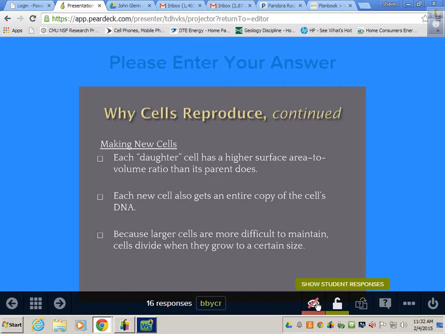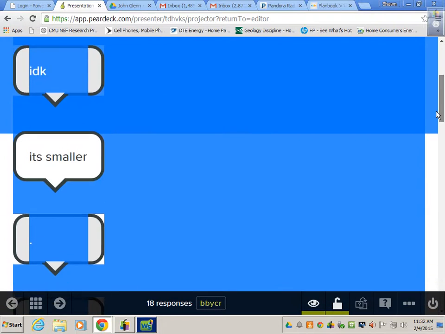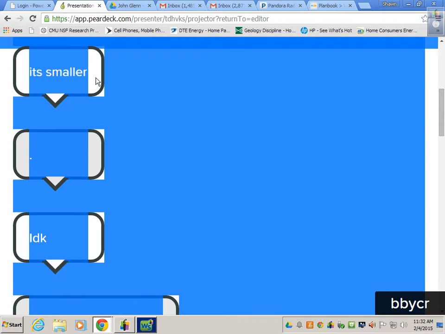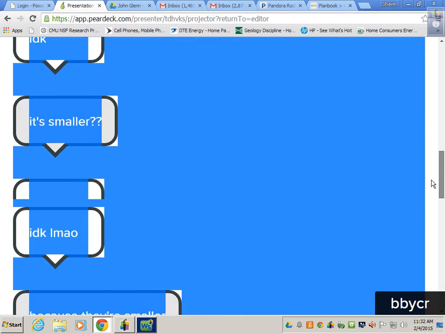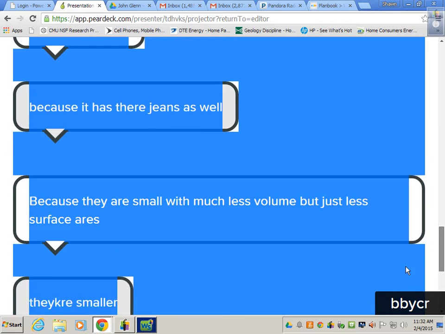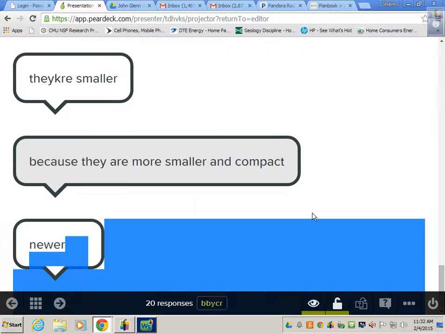Oh, you guys aren't participating like you should be. Smaller, right there. Ding, ding, ding. They're actually half as small, right? Why are they half as small? Because they're half the parent. That's where they came from. They cut the parent in 2. Yeah, they'll grow again.